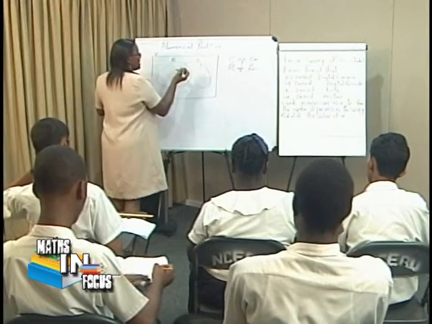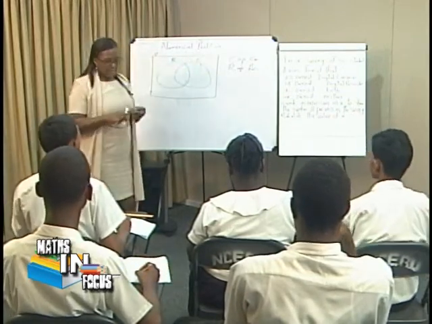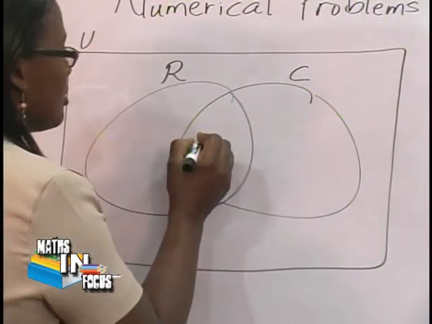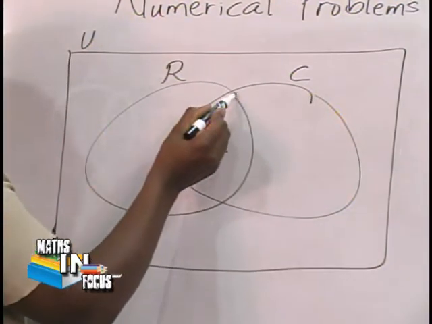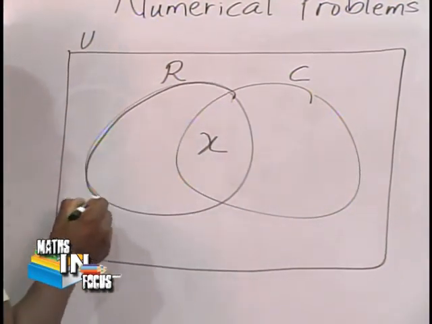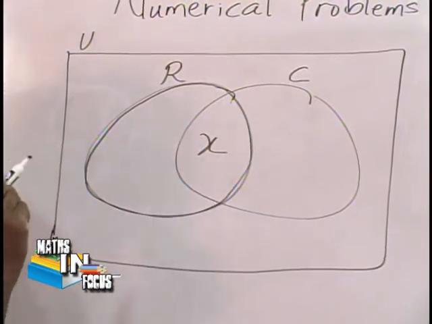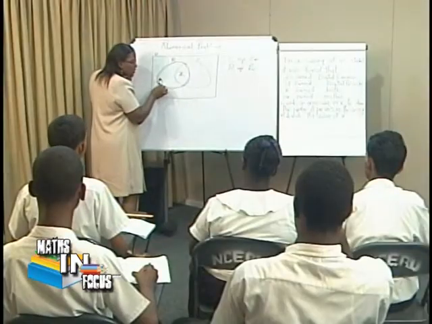Good, let's go. So they say, let us start with the X. Where should we put the X? In the region of intersection. So we put our X here. According to our information, the entire recording is 18. We want recording only, which is here. What should we put in here?